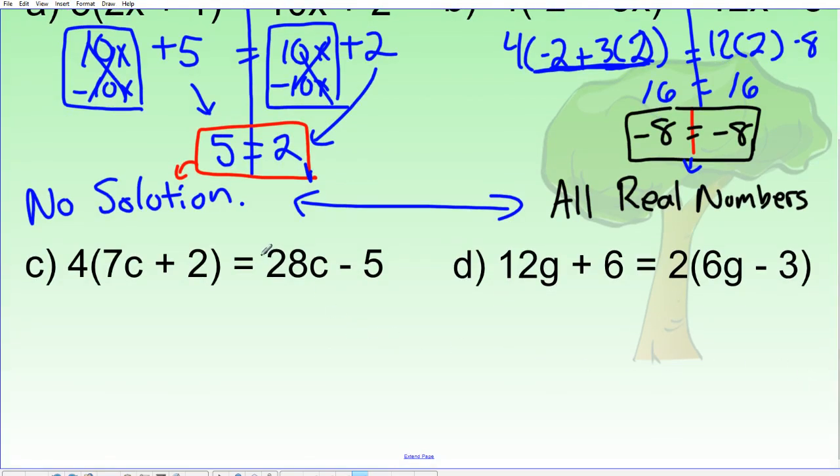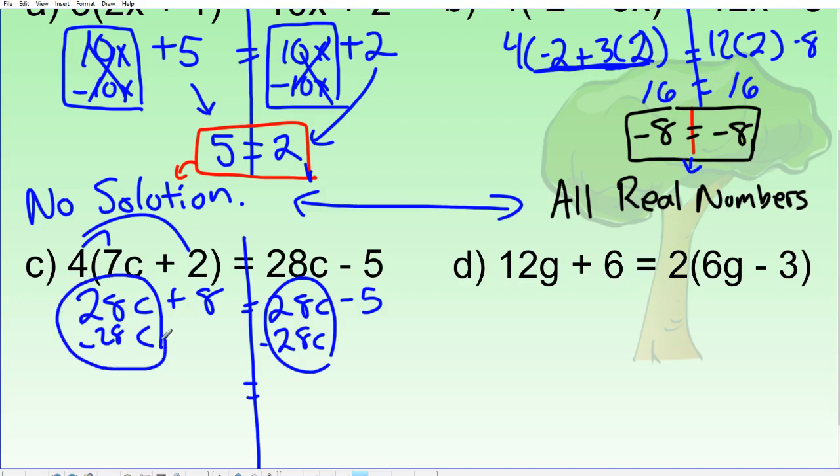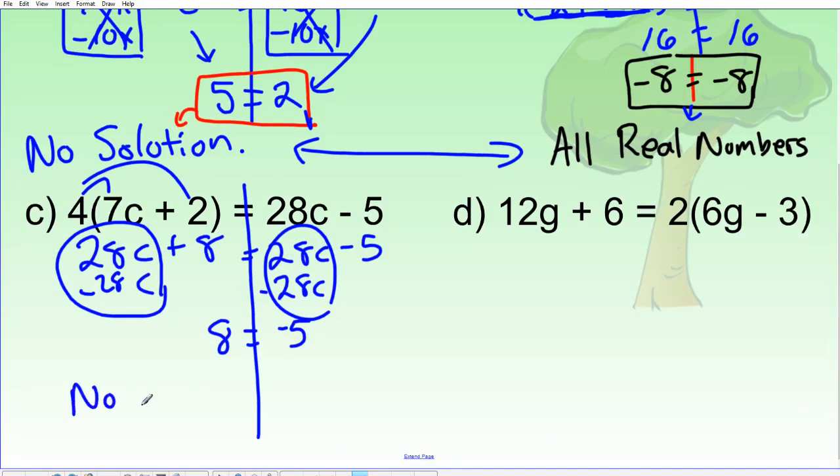Letter C. Distribute. 28c equals 8. On the other side, 28c minus 5. I subtract 28c to get rid of the variable on the right. When I subtract 28c from the other side, this also cancels. Special solution. I'm left with 8 on this side, a negative 5 on that side, and this problem has no solution because this is not true.